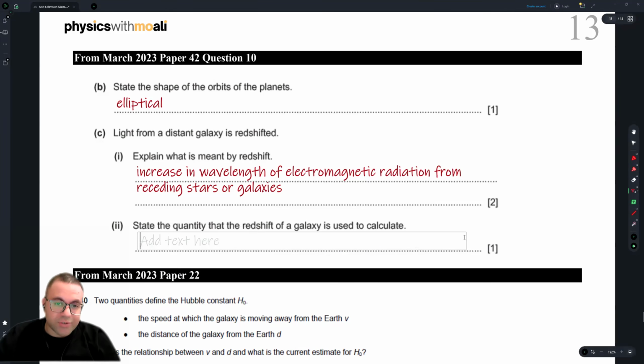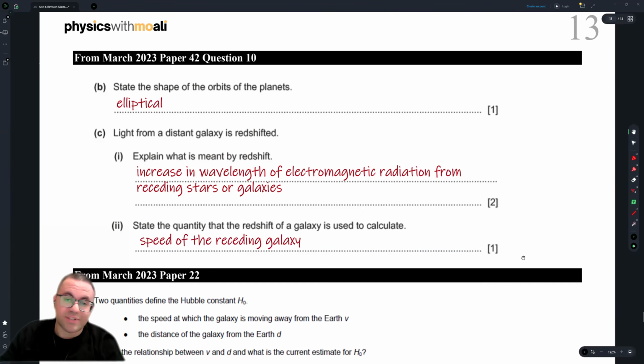So when we do get redshift, what do we get? We get the speed of the receding galaxy. Remember, redshift gives us how fast things are moving away from us. Brightness of a distant supernova or brightness of a distant star gives us the distance away from that supernova.